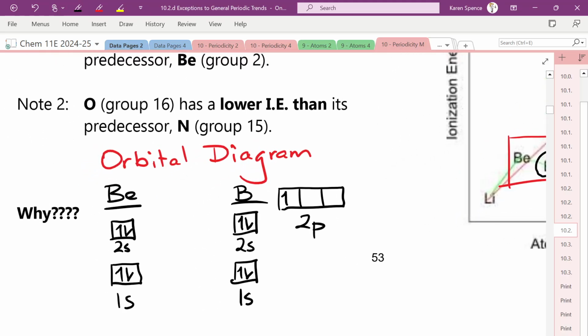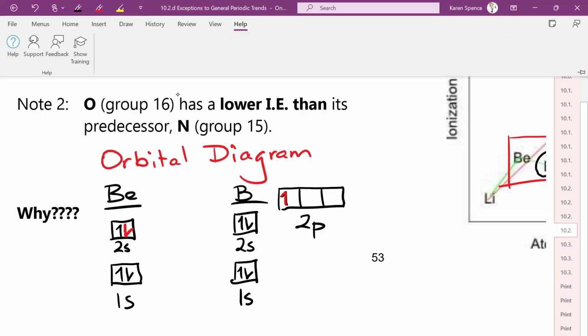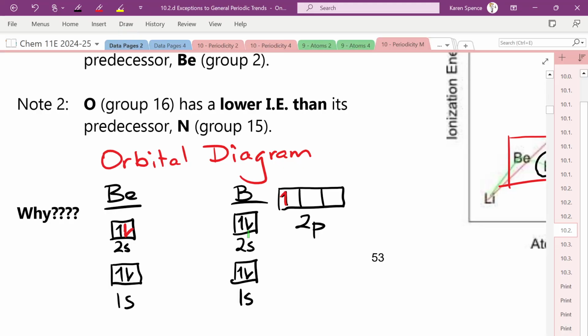Remember, this is ionization energy, so what are we doing? We are removing an electron. So let's pick an electron to remove. Has to be one of the highest ones, yes? Okay. What's the difference?